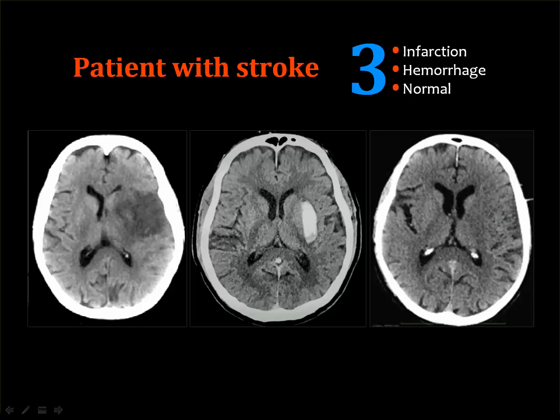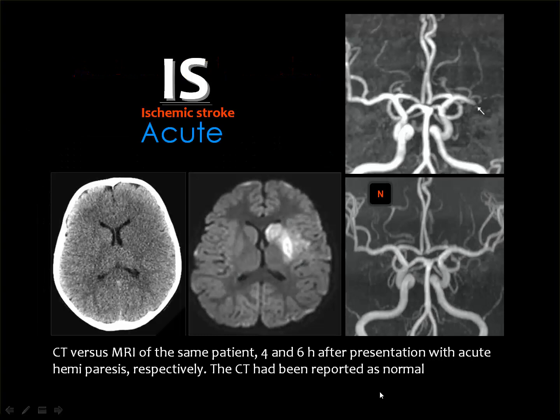Then, if you see nothing in the CT brain, you go for MRI. This MRI should include both diffusion weighted images and MR angiography. At that time, this is the normal brain. By diffusion images, you see the infarcted area. On MR angiography, you see the occluded vessel. Then you transfer the patient directly to the interventional unit.